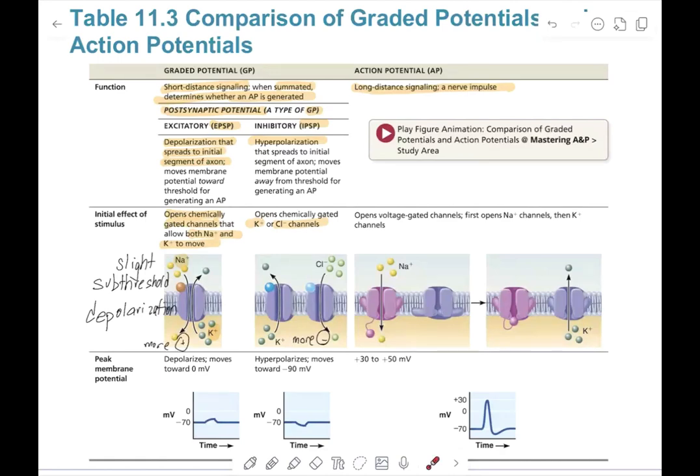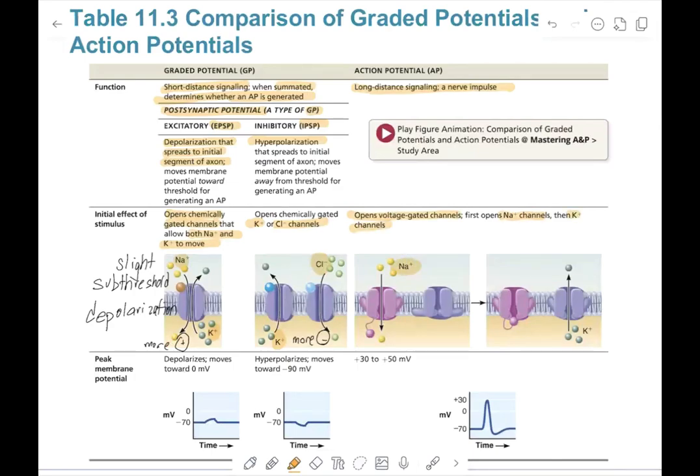So in the example of the EPSP, if we have a cation that enters, that makes it more positive. Or if we have a cation leaving, that makes it more positive as well. In the IPSP example, if we have potassium leaving, it makes the inside more negative. Or if we have an anion entering, it also makes the inside more negative. Whereas in the action potential, remember, we have voltage gated channels. We have a sodium channel, and then we have a potassium channel.